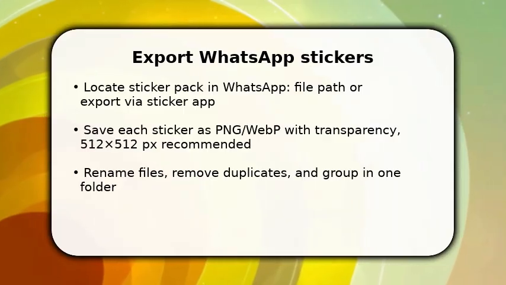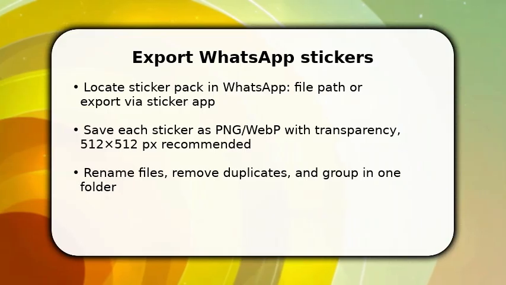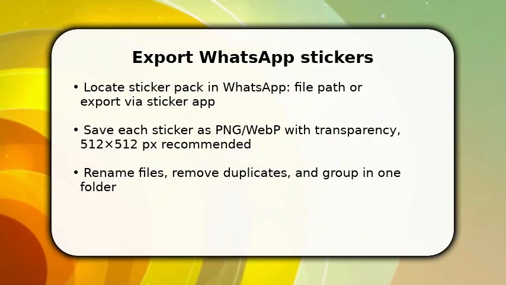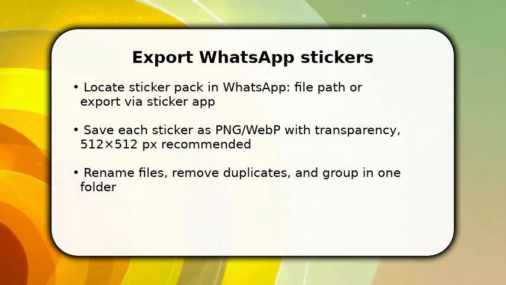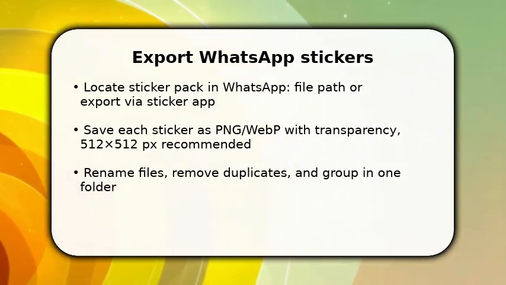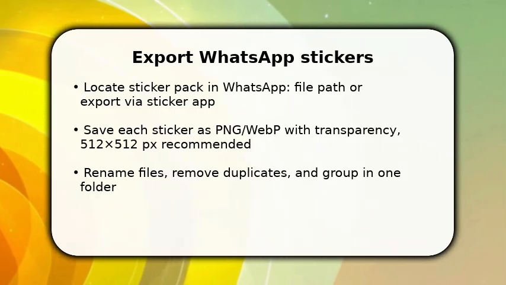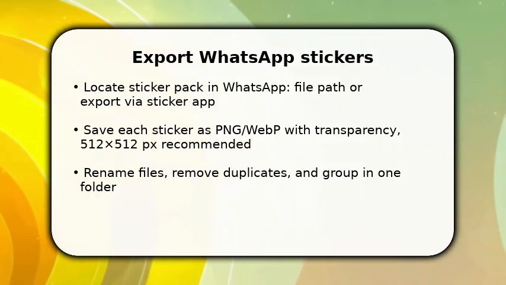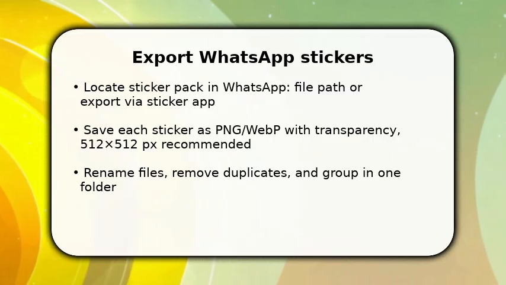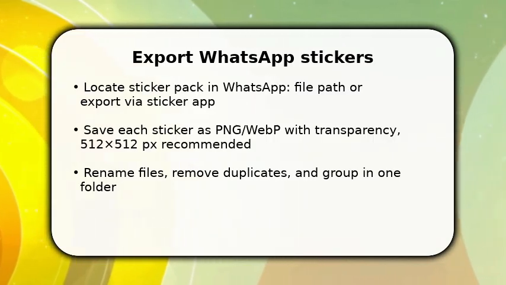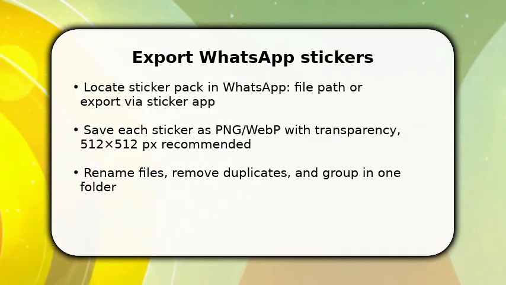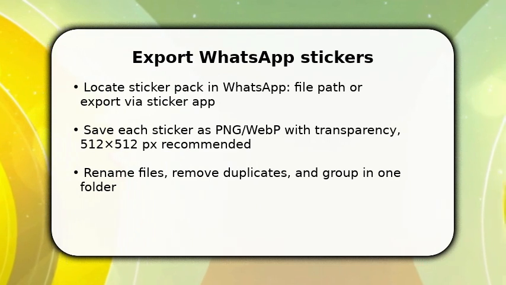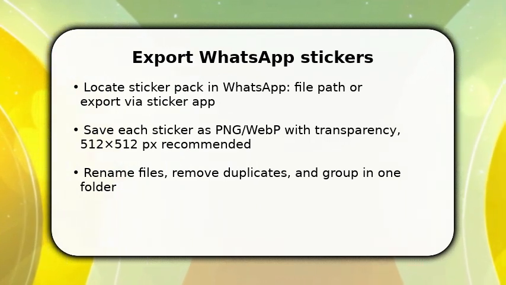You begin by exporting the sticker images from WhatsApp so you can use them elsewhere. First, find the pack in your file manager or use a sticker export app and extract every sticker as PNG or WebP. Once done, make sure each image has a transparent background and is roughly 512 by 512 pixels for predictable results. Then rename files logically and put them in a single folder so you don't lose track. These steps let you convert and upload clean images for Instagram use.